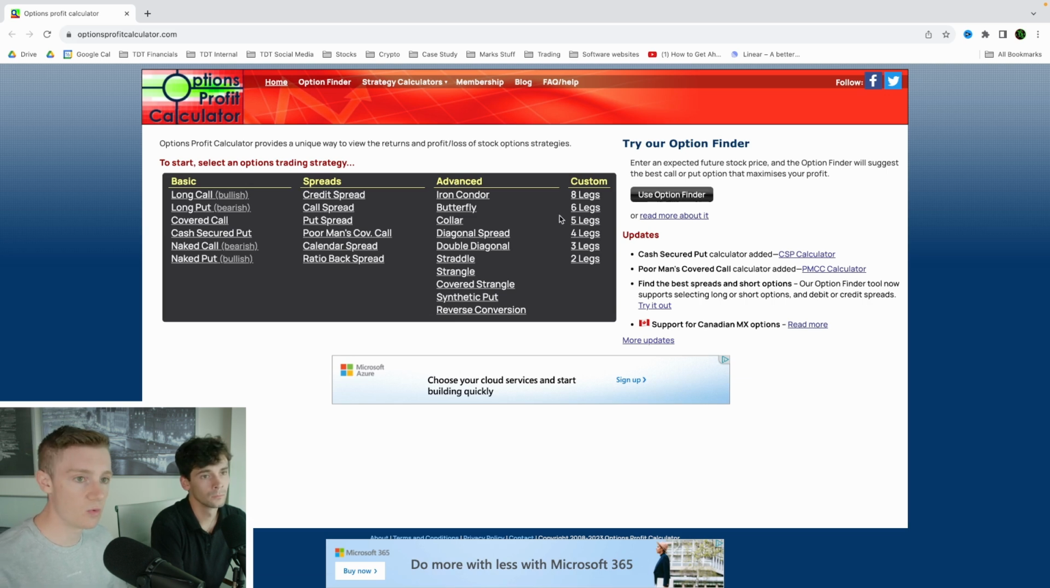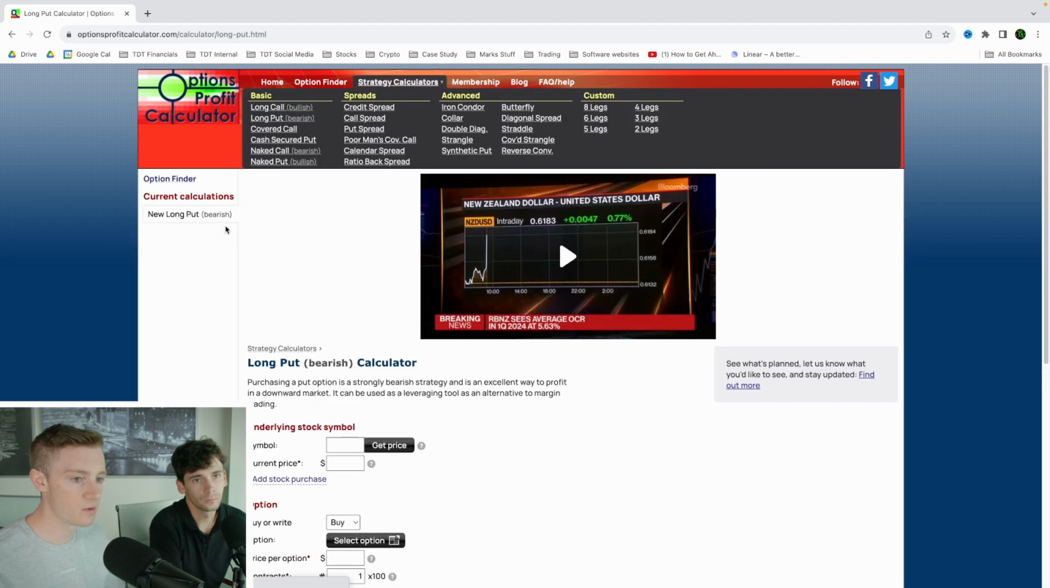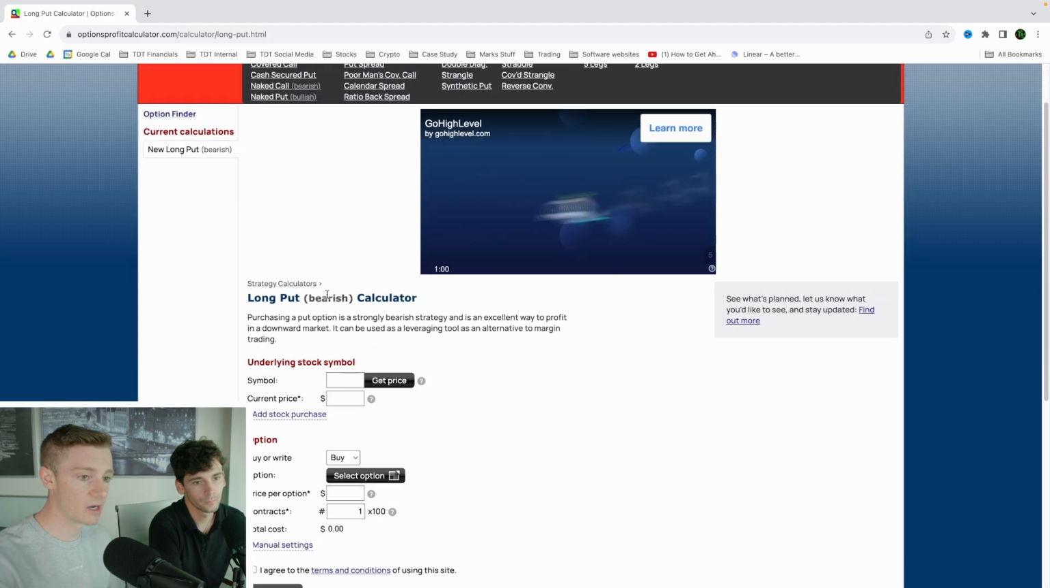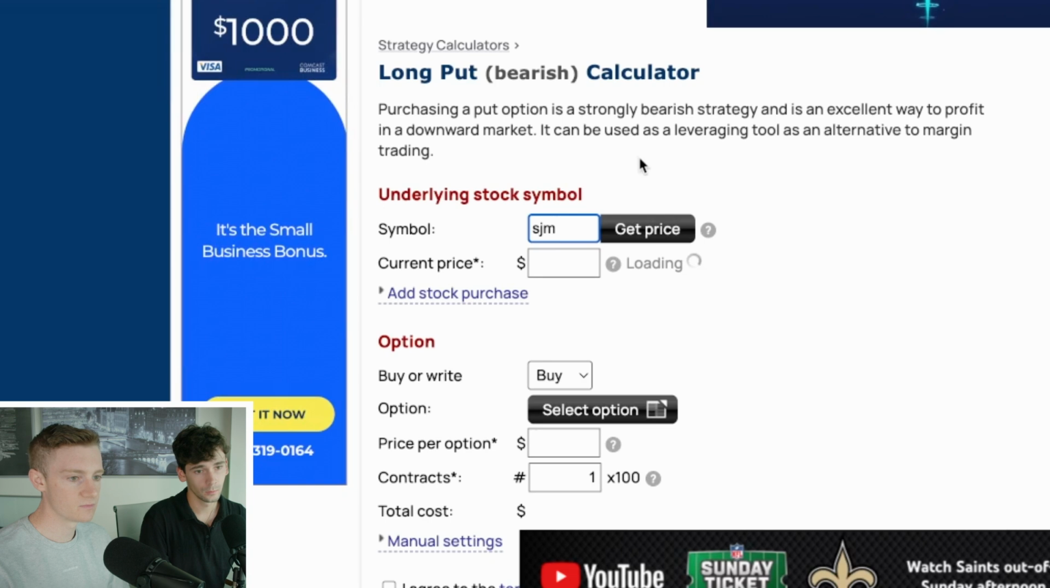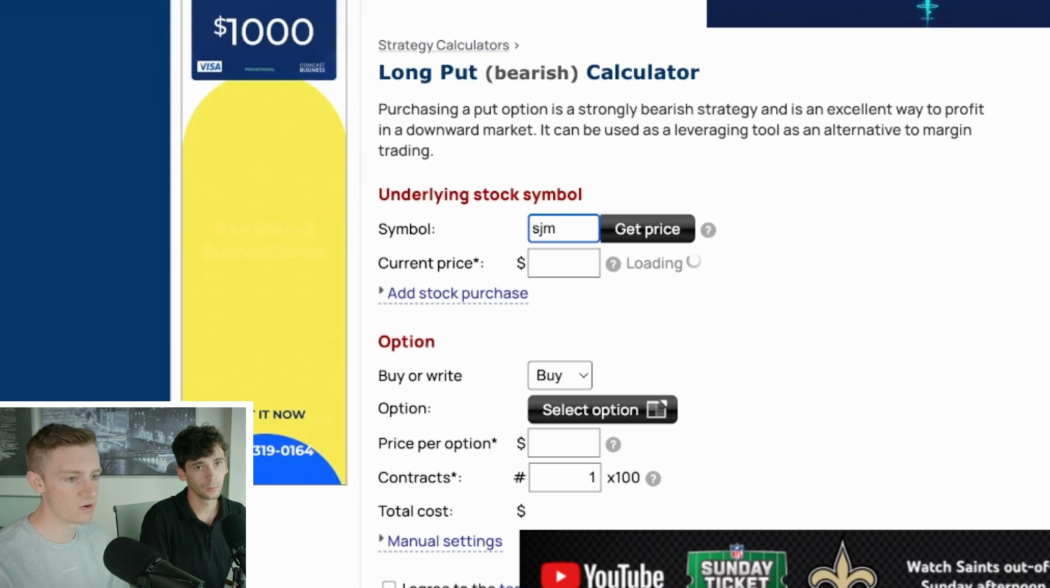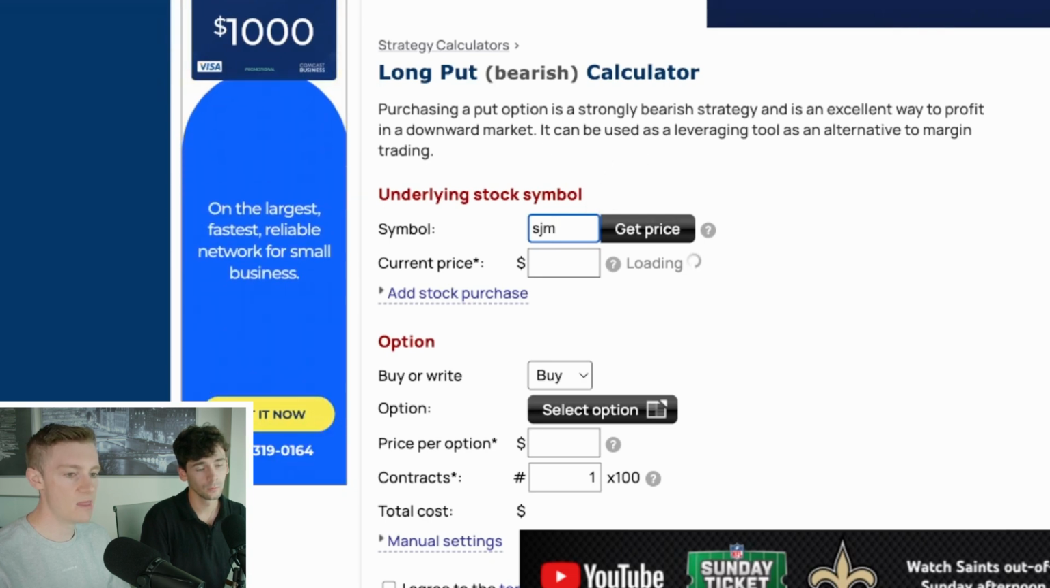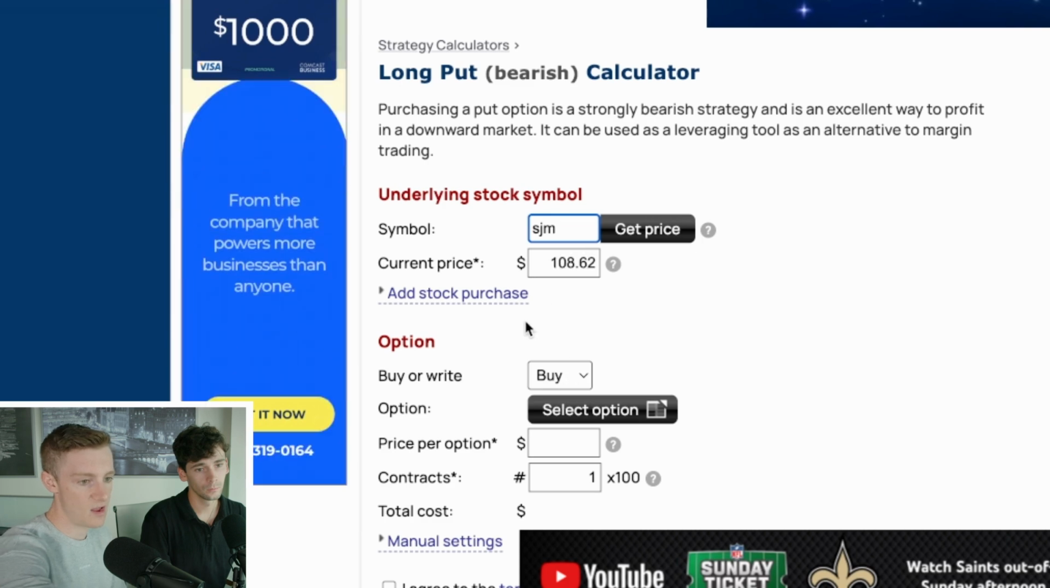Essentially, what we're going to use in this case is under Basic, Long Call, Long Put, so naked call, naked put. If you want to click on long call, or long put, it doesn't matter. Then we're going to enter the symbol, SJM. It should pull up the current price the stock is trading at, and then you'll be able to run through everything we're about to do.